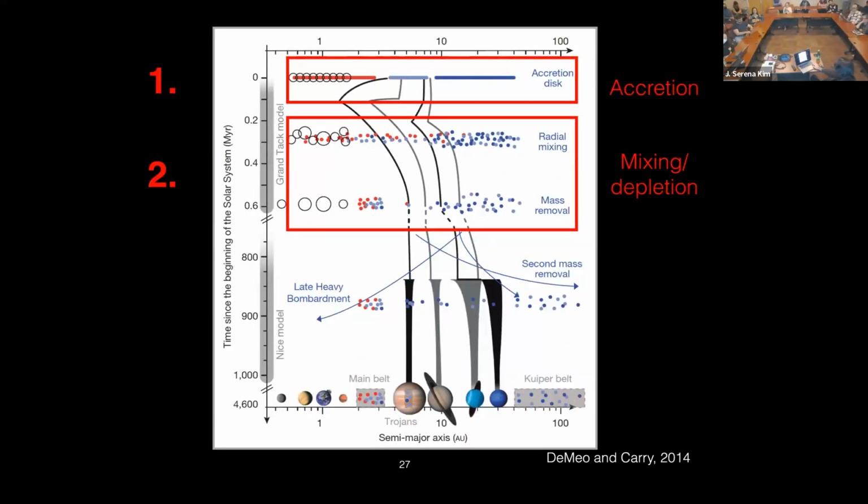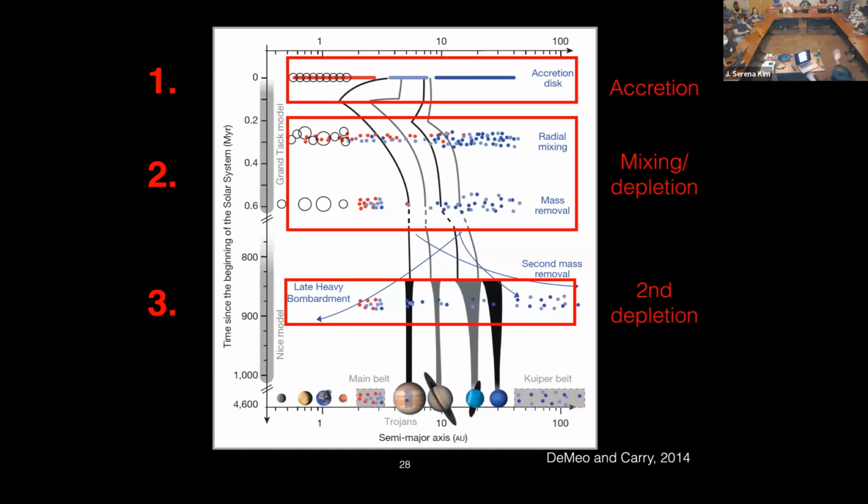So one key thing here is that this inward migration of Jupiter step that causes the initial mixing causes a lot of depletion. Let's say a factor of several. But the largest amount of depletion comes from the second round of depletion, which is due to the second late migration period of the gas giants. So you may have heard this before. It's called the Nice model.